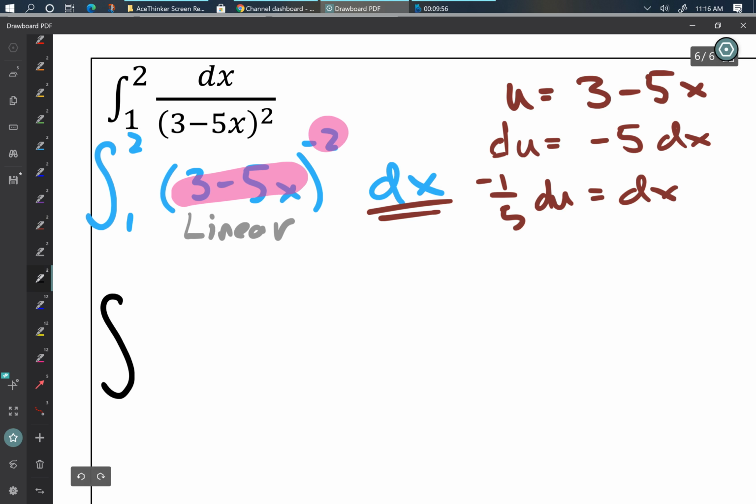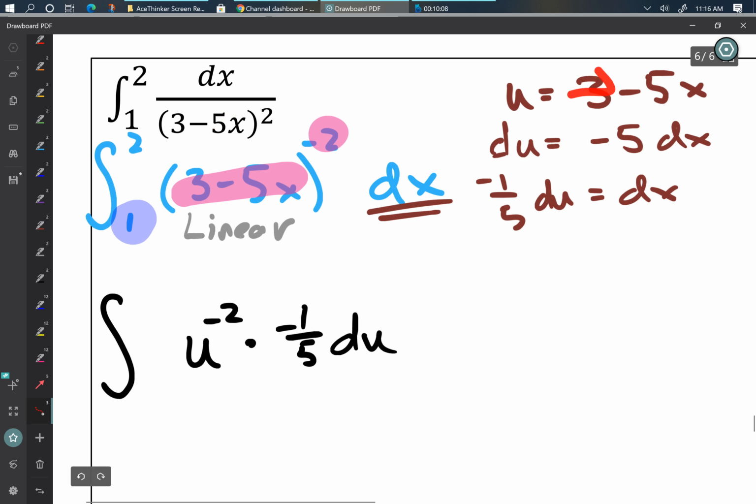This becomes the integral of u to the negative 2 times negative 1/5 du. I need to get my new limits of integration. 1 as a lower limit of integration into that substitution is going to give me a negative 2 for my new lower limit of integration. 2 into that substitution for my new upper limit of integration. 5 times 2, 10. 3 minus 10, negative 7. So I get a new upper limit of integration of negative 7.